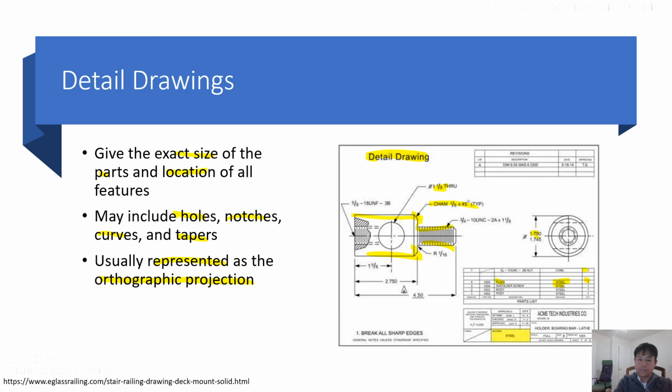Orthographic projection means representing the 3D model by three different views: top, front, and side. That is orthographic projection for an outcome for the product.